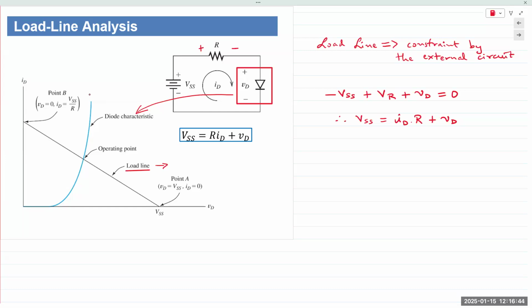Yes, that's it. Plug in 0. So we can find the value for ID when VD is equal to 0, and we can find VD when ID is equal to 0. And that's it.